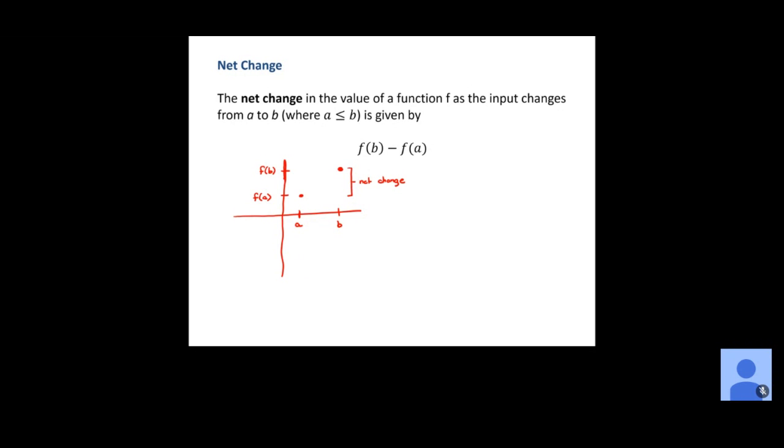Now, b is always going to be the greater of your two values. So if you're talking about going from one point to another, just make sure that your a value is always the smaller value, the b value is always the larger value, right? The f of b and f of a, it doesn't matter. It's just the a and the b themselves that we care about. A is always smaller, b is always larger.